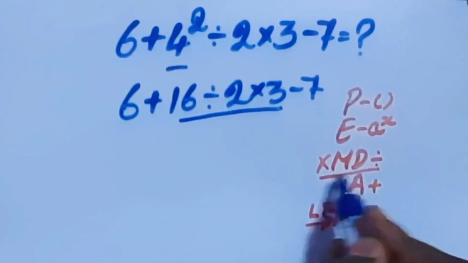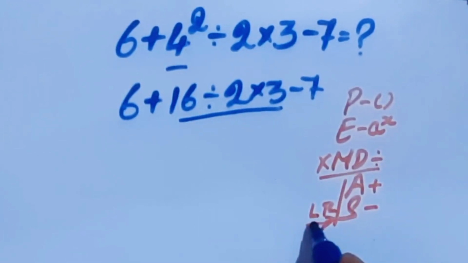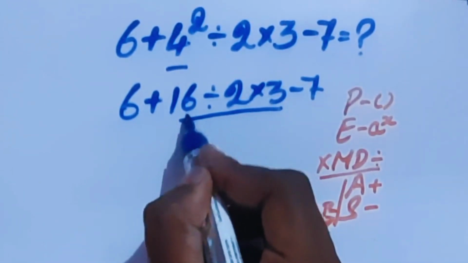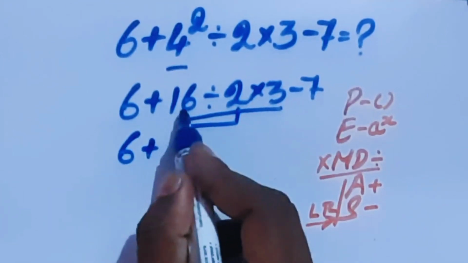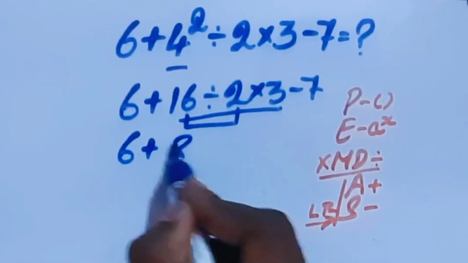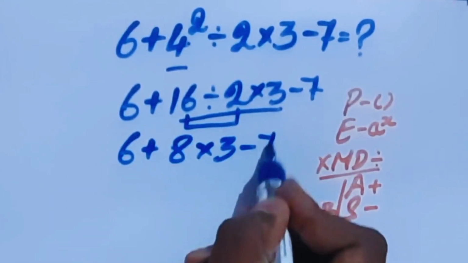So here both are equal priority. For this equal priority, we are going to follow here left to right. Here left to right is this one. So 6 plus 16 divided by 2 is 8, times 3 minus 7.